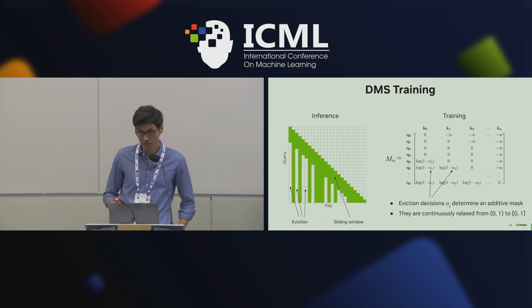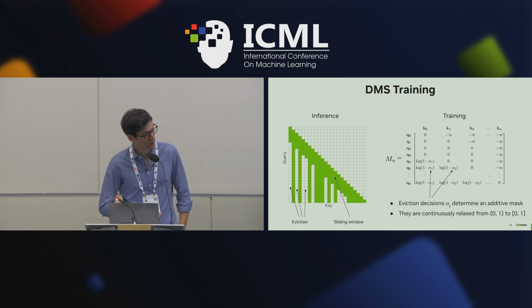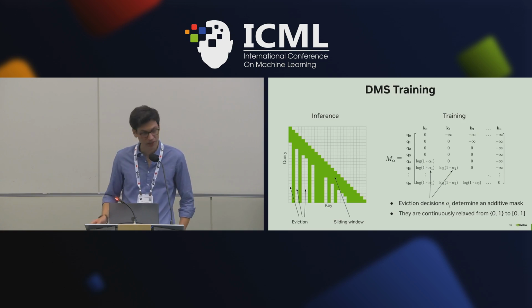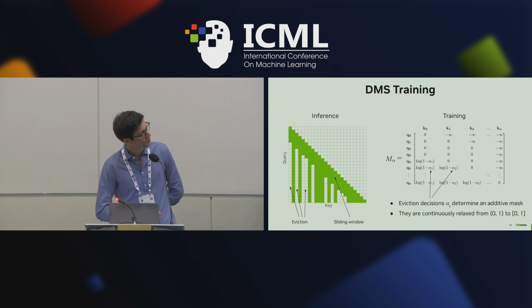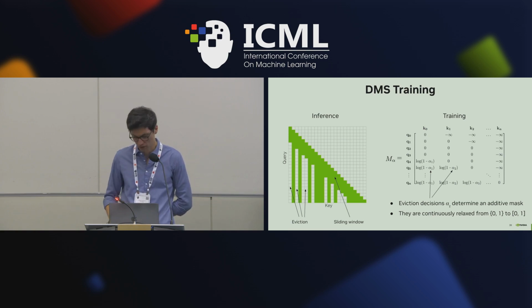And training-wise, not much differs from DMC. The main difference is there is no pooling anymore. And what we are left with is just this attention mask. So I'm just plotting it for the sake of clarity. And then you've got this explicit sliding window on the diagonal. And you choose it as a hyperparameter for every run of the training.